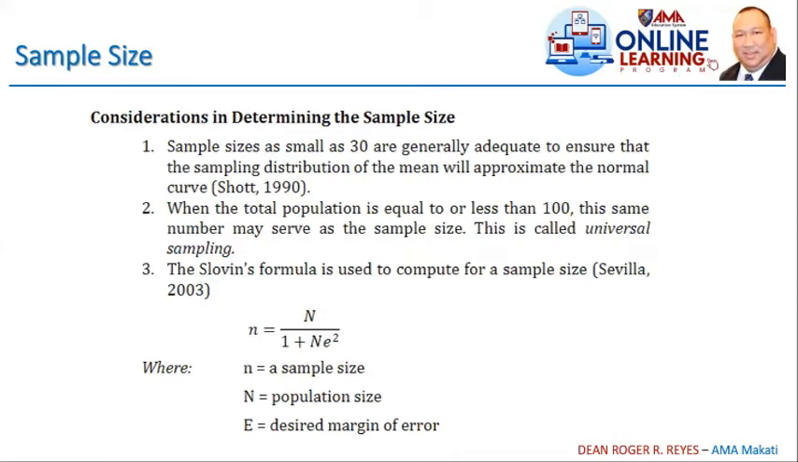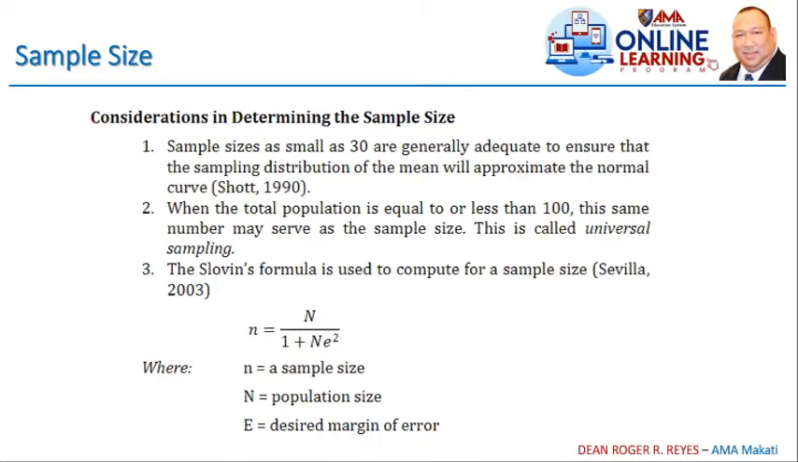Ibig sabihin, kung ito ay 30 out of 100, this is a good sample. E paano kung 30 out of 1,000? Paliit na lang paliit. So, di ba sabi natin kanina, the higher the sample, the more accurate and precise the result. And the lesser the sample size, edi less ang accuracy, less ang precision. We cannot use the result to represent the entire population.